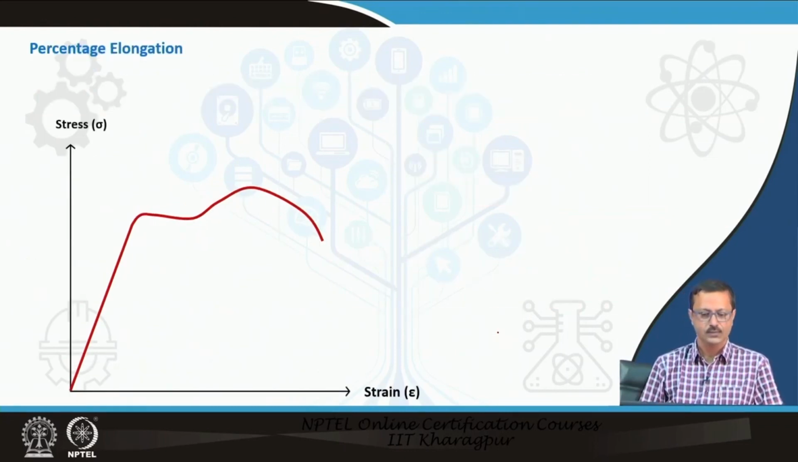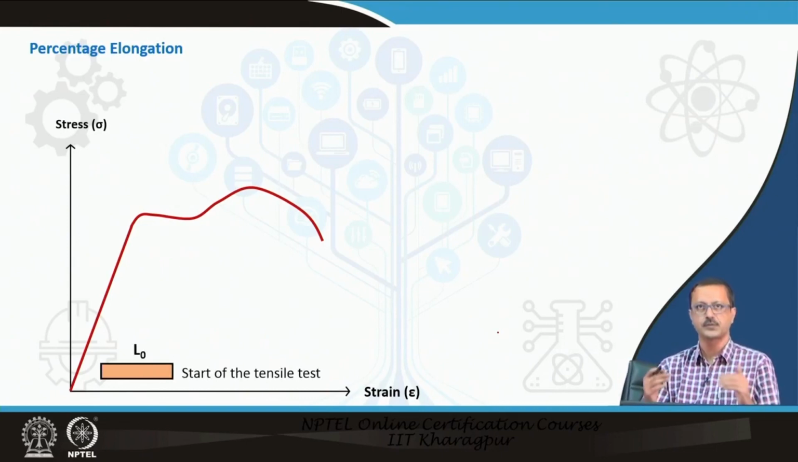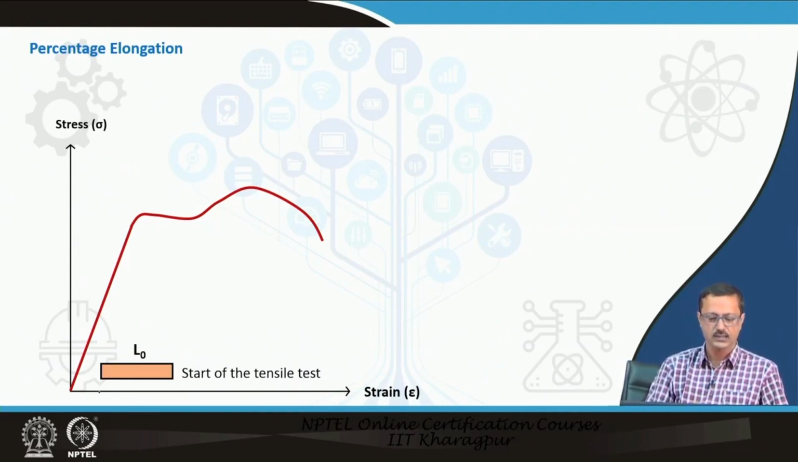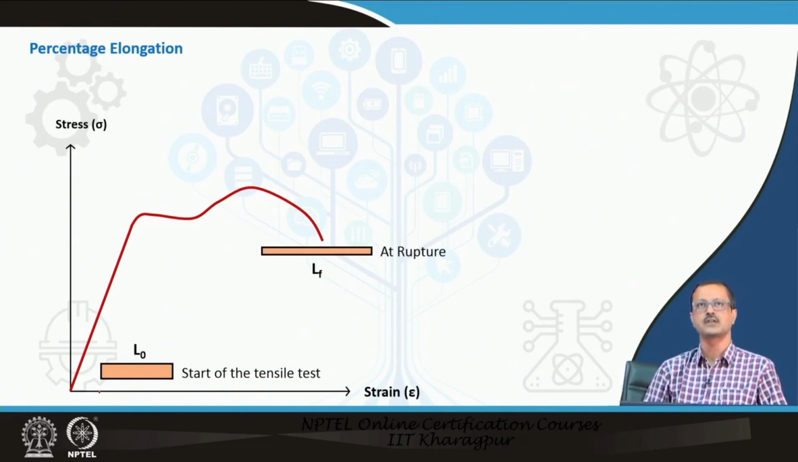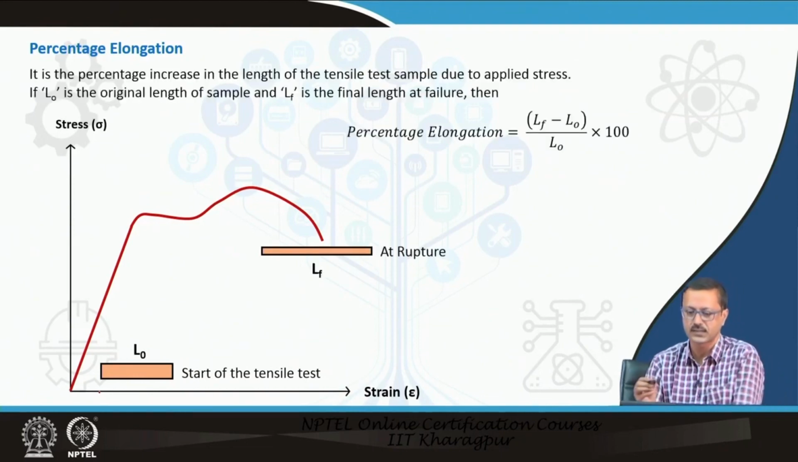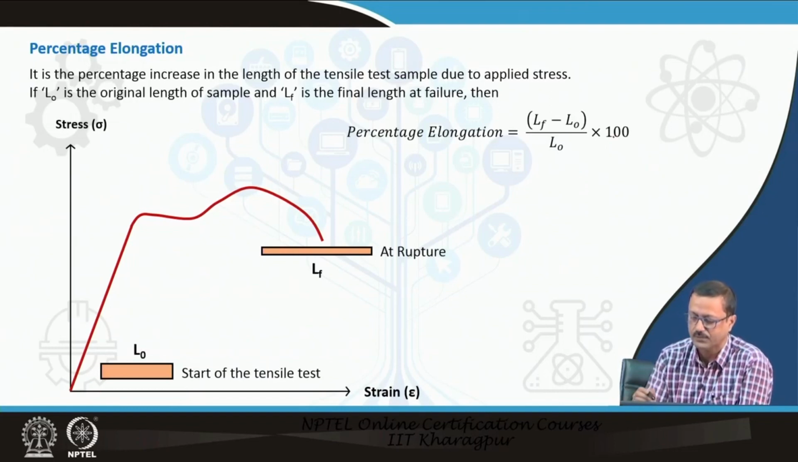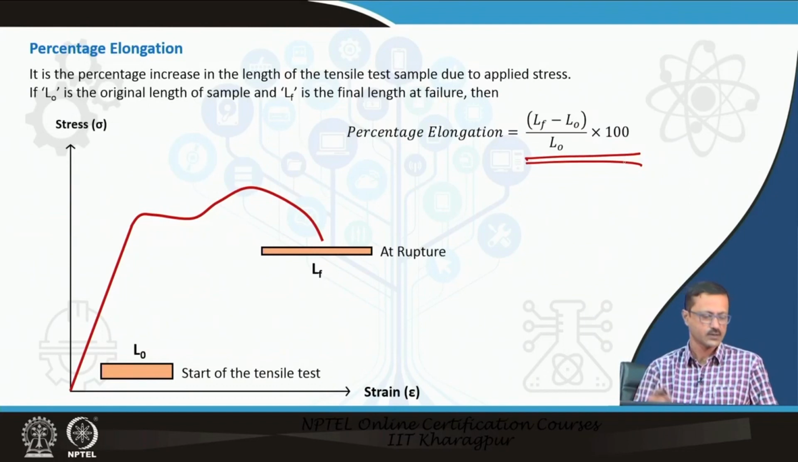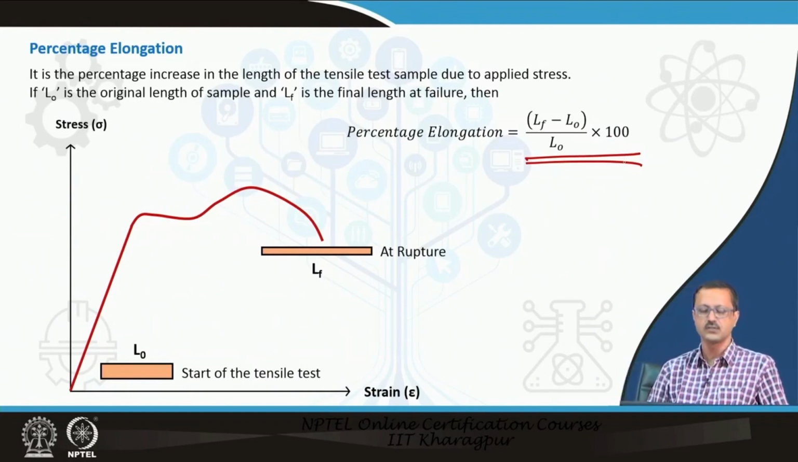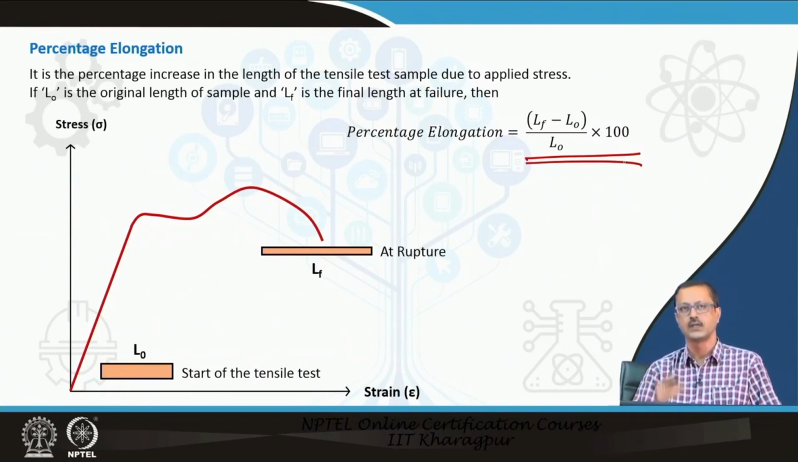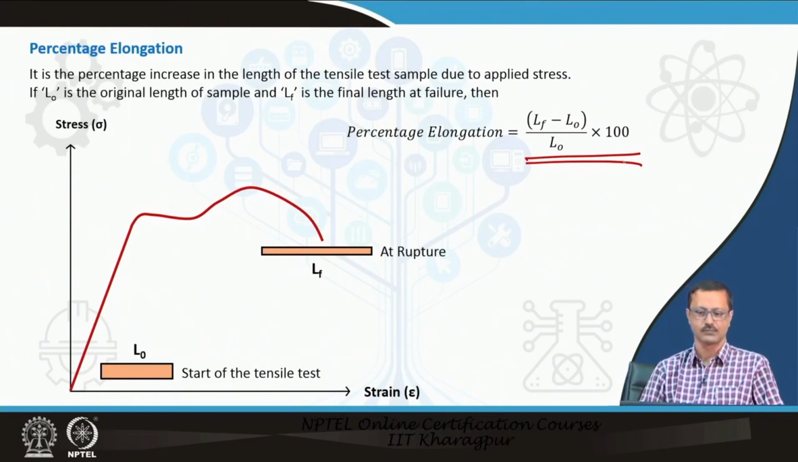Next one is the percentage of elongation. As you understand, under a tensile stress this particular bar is going to increase in length. At the initial stage the length is L naught, and at rupture it is LF. So, the percentage elongation we can find from (LF minus L naught) by L naught into 100. That is how much percentage it elongates by virtue of the loading. This is very useful if you want to check the ductility of the material.